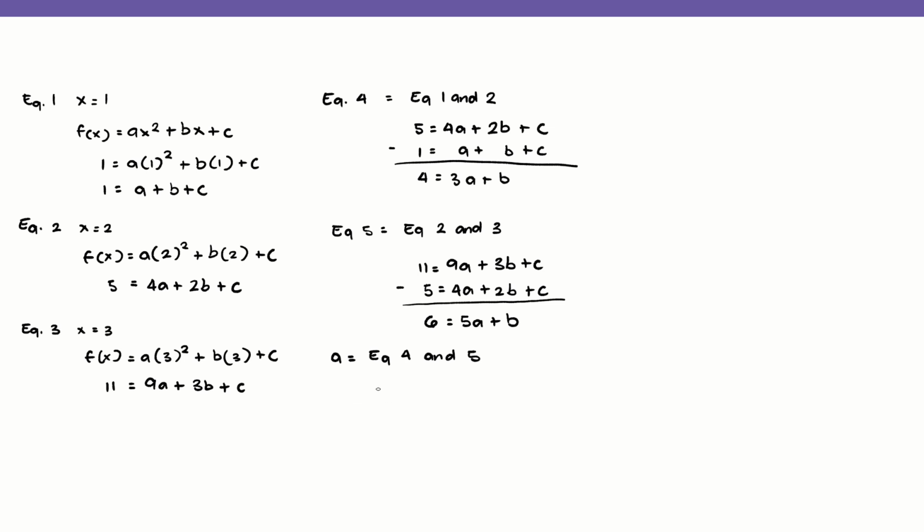6 equals 5a plus b. Negative 4 equals 3a plus b. Over 2 equals 2a over 2, so 1 equals a. Now we have found the value of a, which is 1.